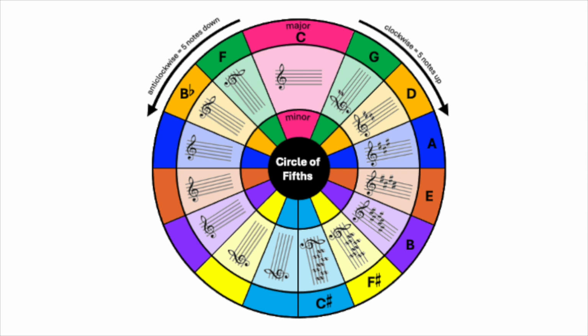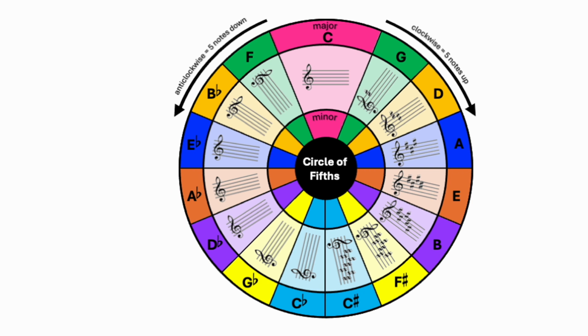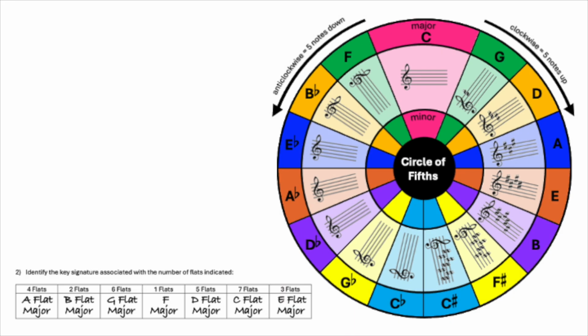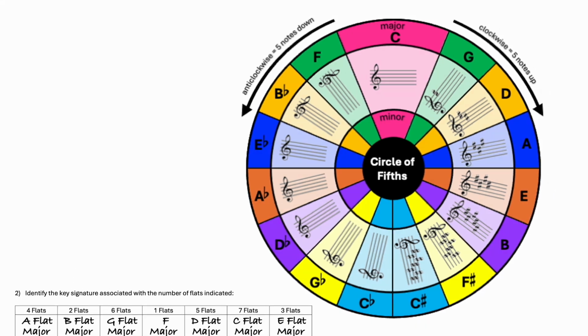If we go down another 5 notes, we will land on E flat, then A flat, then D flat, then G flat, and finally C flat. If you refer back to the exercise you did on page 10 of your workbook and compare this information, you will again find that with each jump of 5 notes you take in a downwards direction, you will add another flat to your key signature.